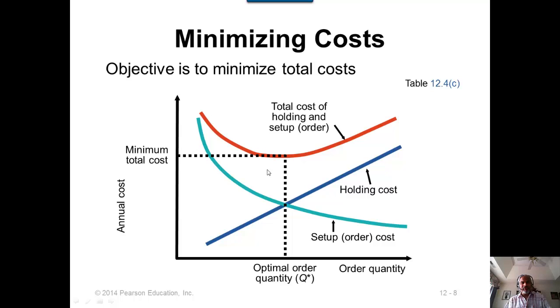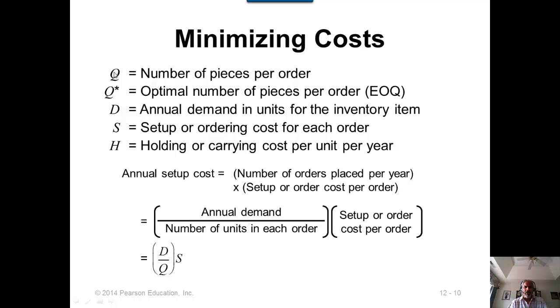And this property of economic order quantity is what is called robustness, and we'll talk more about robustness a little later. Now Q is your order quantity, D is your annual demand, S is your ordering cost per order, H is the holding cost or carrying cost, and these two terminologies are used interchangeably, holding cost or carrying cost per unit per year. Then your annual setup cost or annual ordering cost is how many orders we have to place times the cost to place one order.